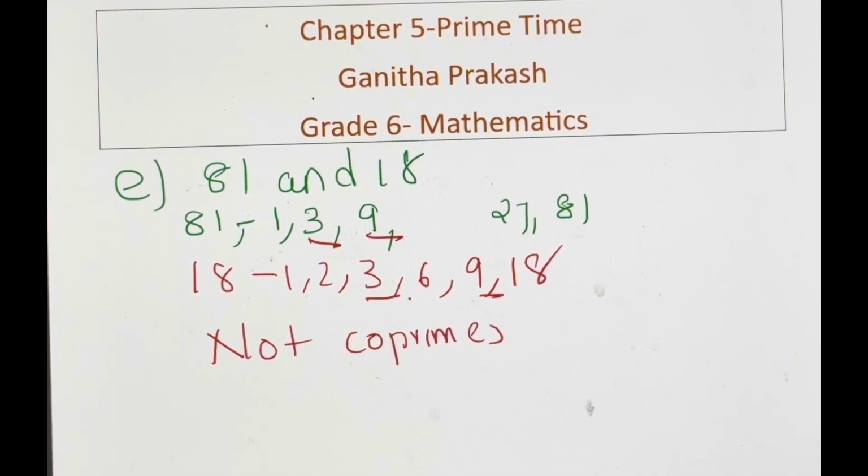Again here you could use the divisibility rule. 8 plus 1 is 9 and here 1 plus 8 is also 9. So both will be divisible by 3 and 9. So they have a common factor, so they are not co-primes.